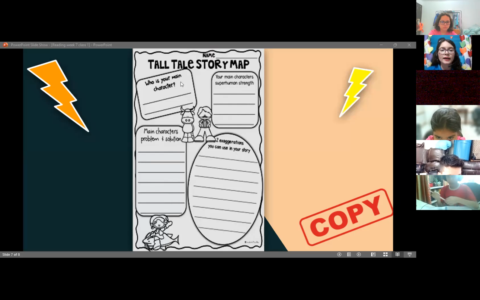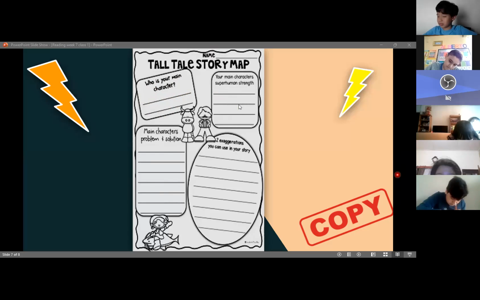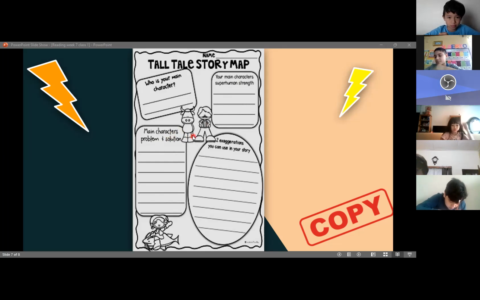So Valerie, you were assigned to read Johnny Appleseed. Who is your main character in that story, Valerie? So your main character is Johnny Appleseed. What are the superhuman characteristics of that boy? Is he taller than a house? Is he the strongest boy? According to what you read, remember that was your homework last week, you are going to complete this.